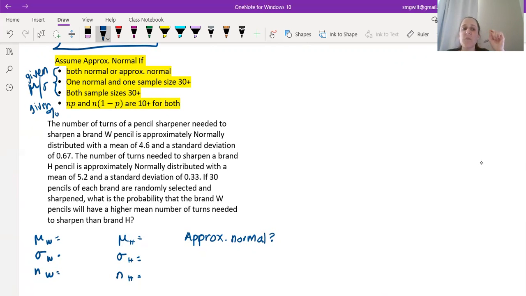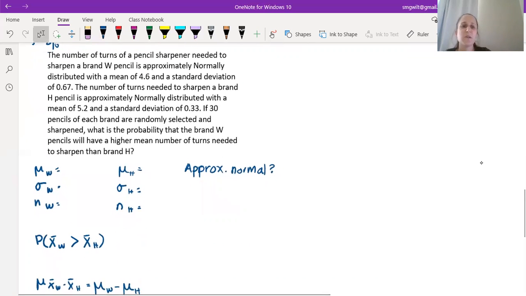If I'm given a percentage, I have to have the sample size times that percentage, and the sample size times the opposite, the conjugate of that percentage, so 1 minus that decimal, to be at least 10 for both. So I have to do that calculation that we did in the last problem. This one is where I'm looking at the first 3 because I'm given means and standard deviations. So let's put the information in and then determine if it's approximately normal.